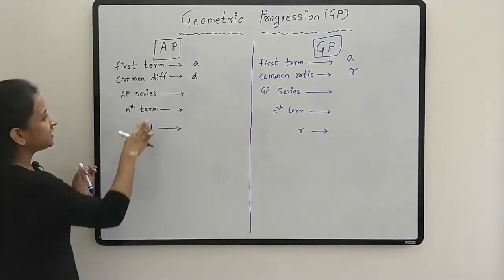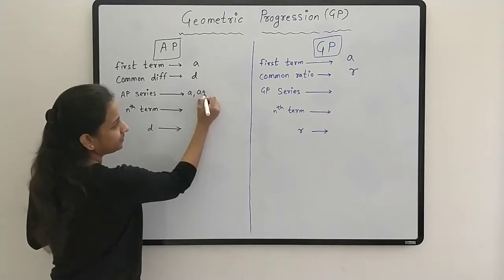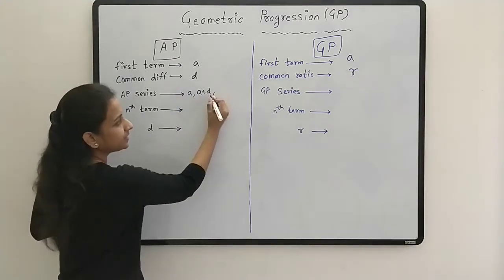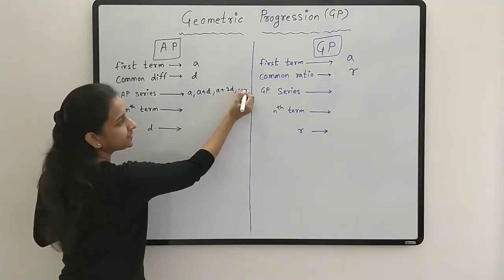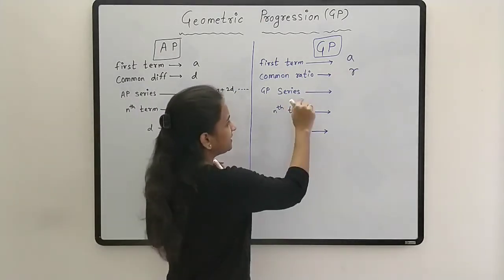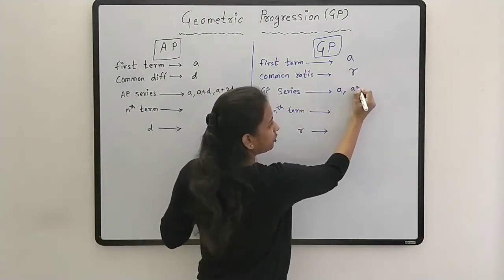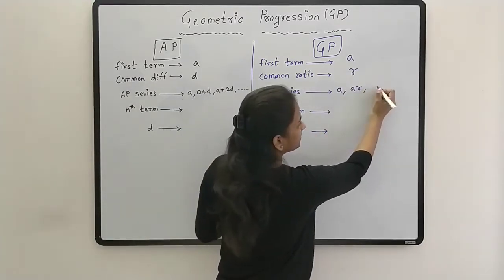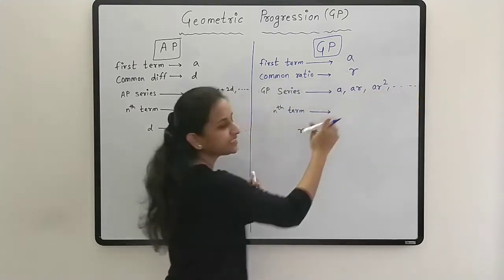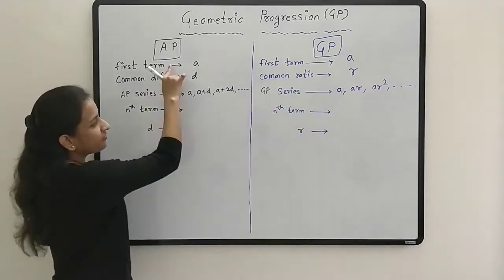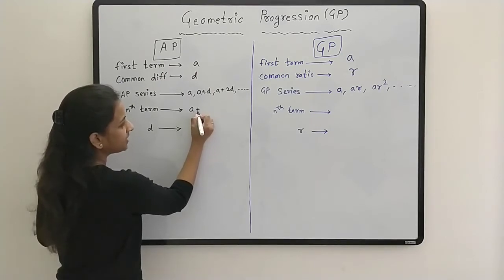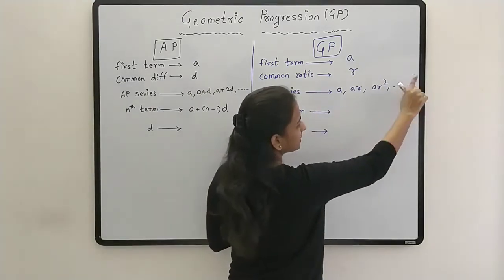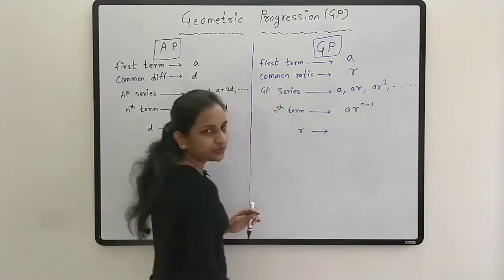Okay. AP series is like A plus D. We are adding the common difference to its previous term to get the next term. The next term will be A plus 2D. Like this the series continues. But GP series is like A into R. We are multiplying the common ratio to its previous term to get the next term. The next term will be AR square. Like this is GP series. Okay. The nth term of AP series is A plus n minus 1 D. This is the formula. The nth term of GP series will be A into R power n minus 1.